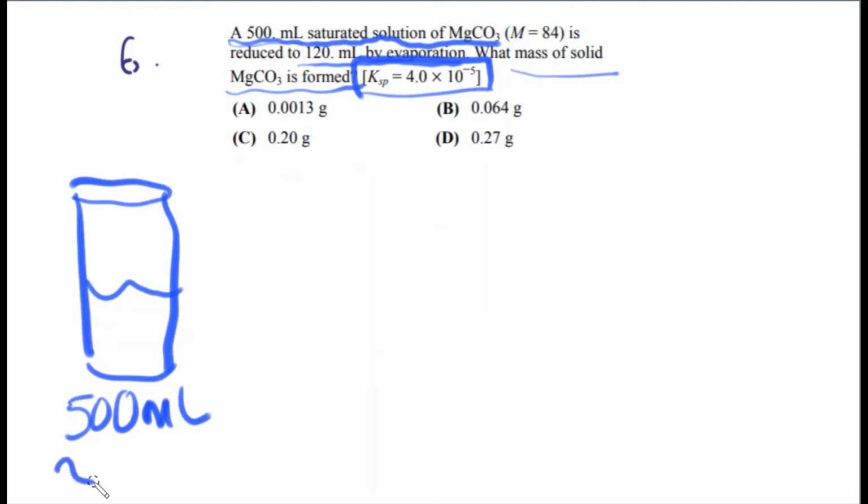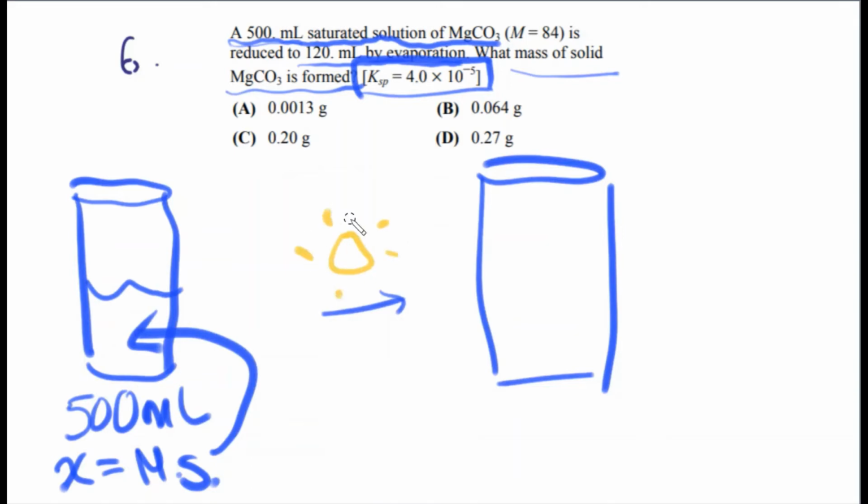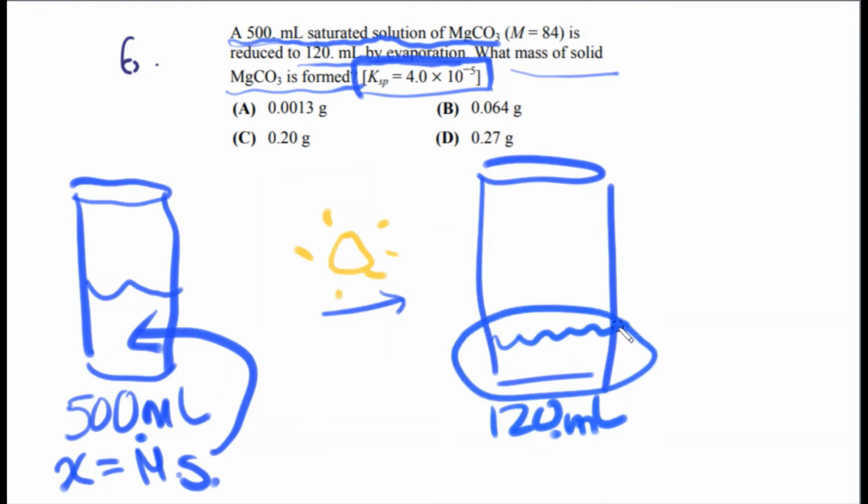So let's say that X is the maximum amount of salt that dissolved in the 500 mL of solution. Now, they say that they do some evaporation. Maybe they put it under the sun, so I could draw a sun over here with the right color, of course. So they put it out in the sun, and they kind of just evaporate it. So once they evaporate it, we have less water, and we have 120 mL of solution now.